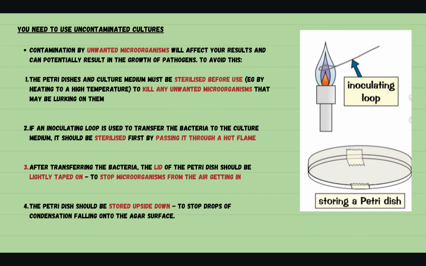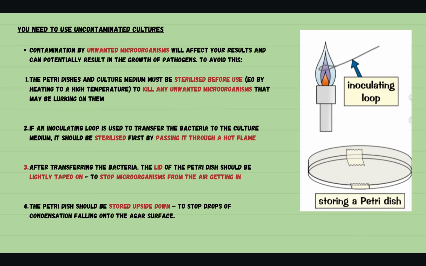You need to use uncontaminated cultures. Contamination by unwanted microorganisms will affect your results and can potentially result in the growth of pathogens. To avoid this, the petri dishes and culture media must be sterilized before use, for example by heating to a high temperature to kill any unwanted microorganisms that may be lurking on them. If an inoculating loop is used to transfer the bacteria to the culture medium, it should be sterilized first by passing it through a hot flame.